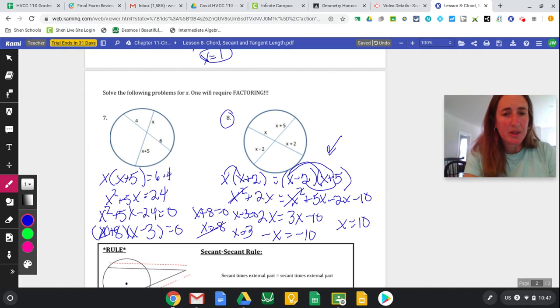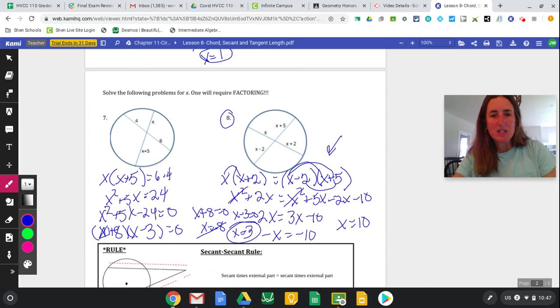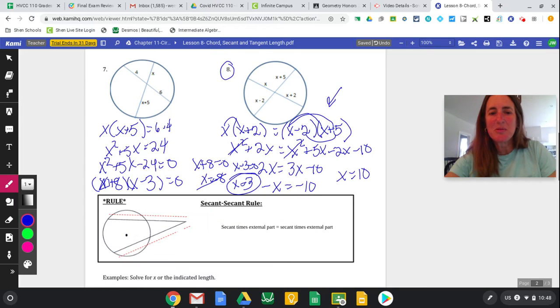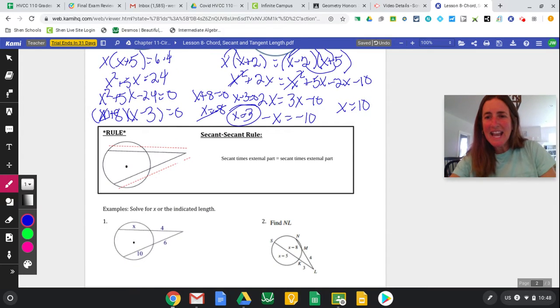No, I don't want the negative. I keep the positive. So x equals 3 is my answer. That was fun. Okay, chords multiply their parts together and their products are equal. Let's move on to some secants.